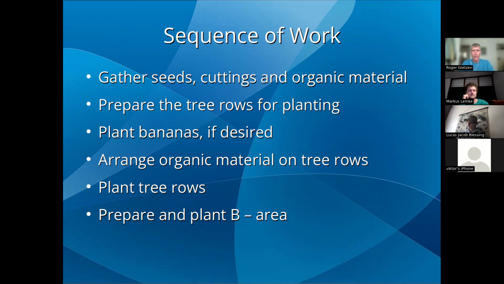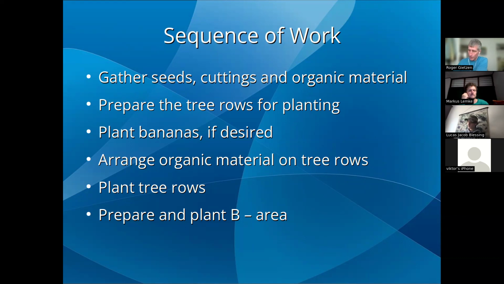And then we start by preparing the tree rows, and we'll go through this in the next few slides in more detail. We typically plant bananas or seedlings first because you have to dig the soil more and disturb things. And then once they're planted, we start to create those double mounds with the mulch material we have. And then we do the final planting in between those mounds. And then we finish the interrow or the B area.